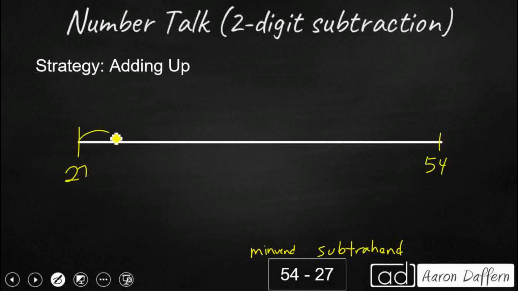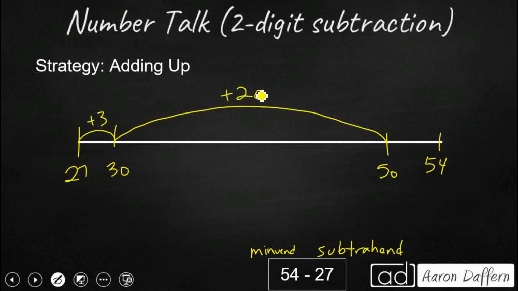First, we're going to try from 27. We're going to get up to the next 10. So that's 30. We have to keep track. That's plus 3. We're going to take one big jump to get to the 10 that's closest to 54 without going over, and that's 50. So that's as close as I can get. And from 30 to 50, that's a 20 jump. And then we've got one jump from 50 to 54. So that's a plus 4.